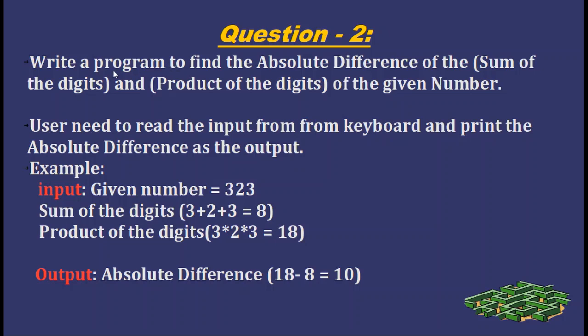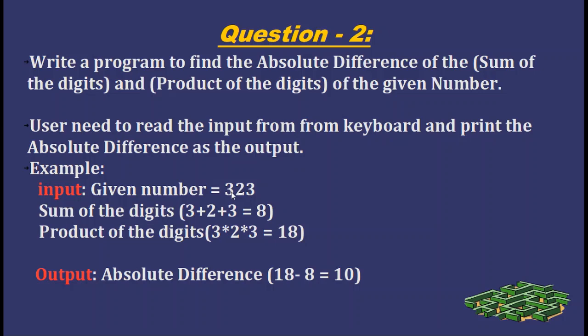So let's write a program to find the absolute difference of the sum of the digits and product of the digits of the given number. I hope you have understood the problem. The problem is simple. You would be given a number. You would be reading a number from the input. Suppose you have read 323 from your keyboard. Now your number is 323.